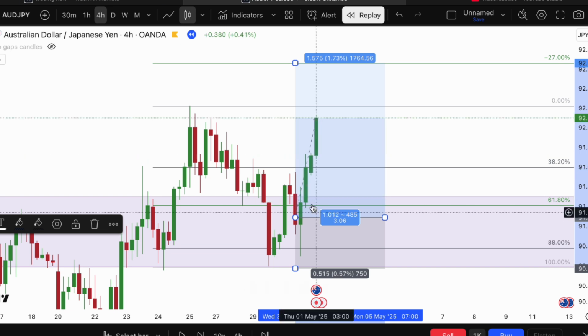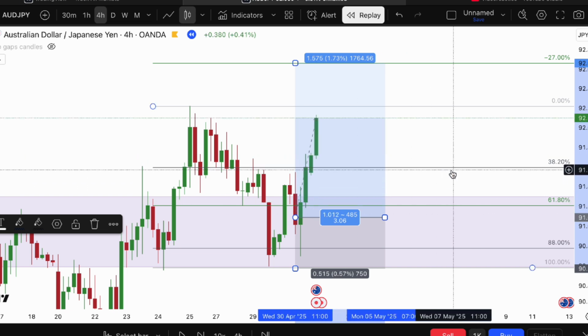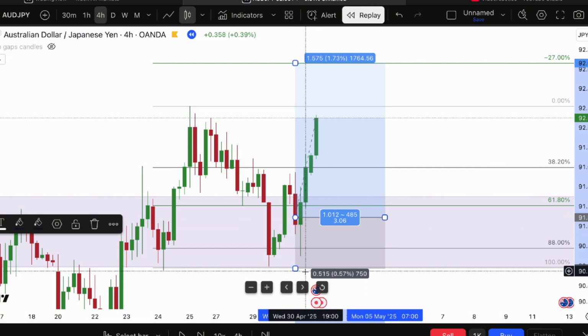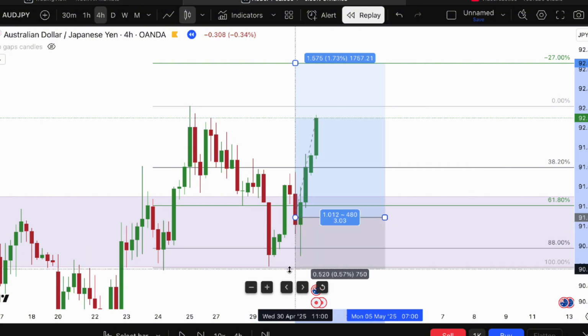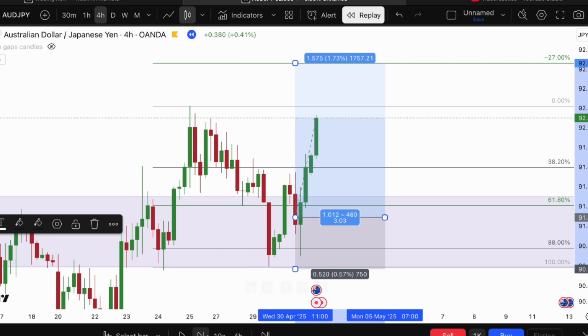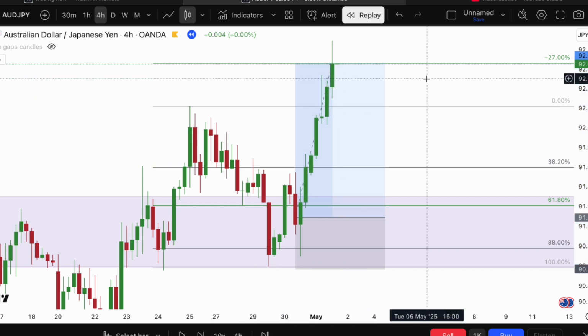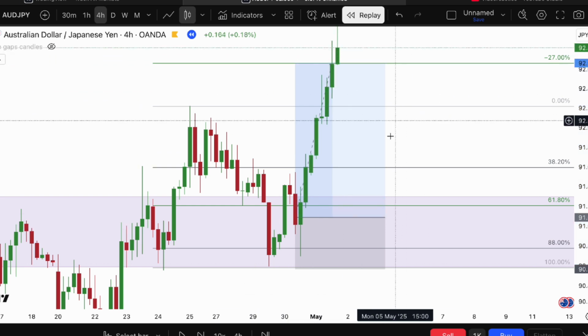As you can see, price has now broken and closed above the 38 level. That means our stop loss can go to break even and it becomes a risk-free trade. Right now we're just waiting until our take profit gets hit. And as you can see, our take profit has now been hit.